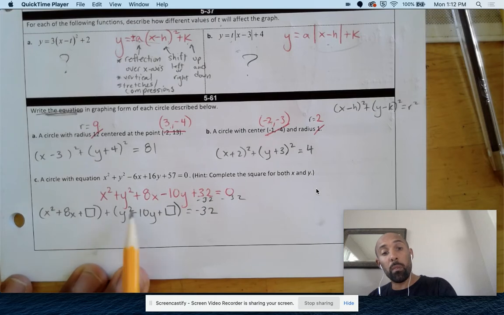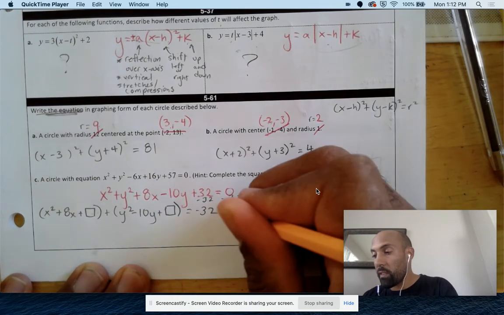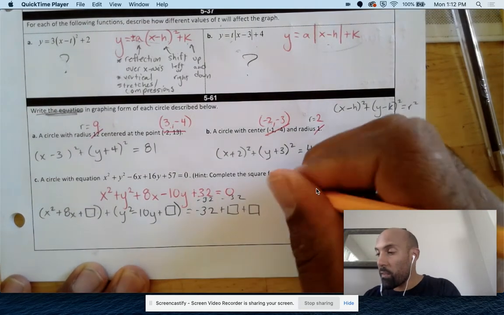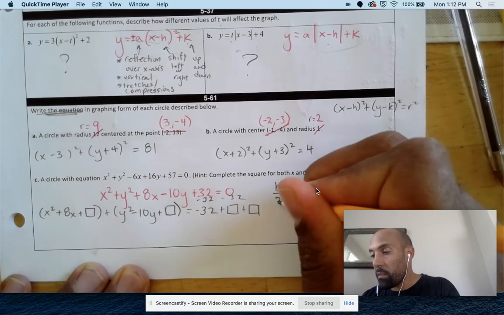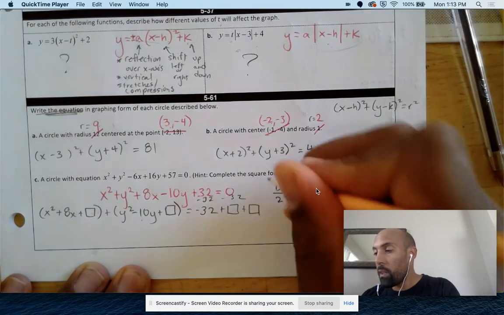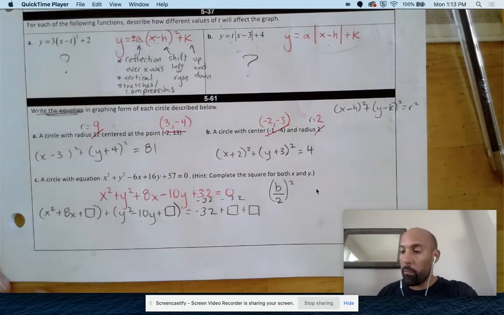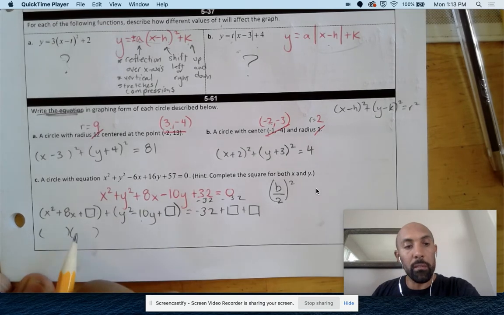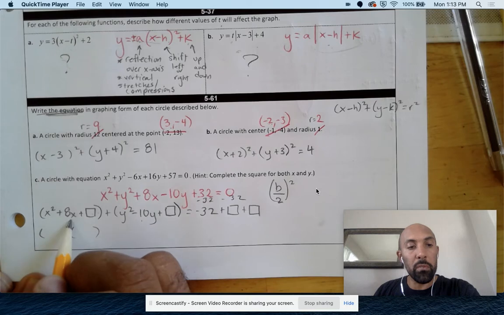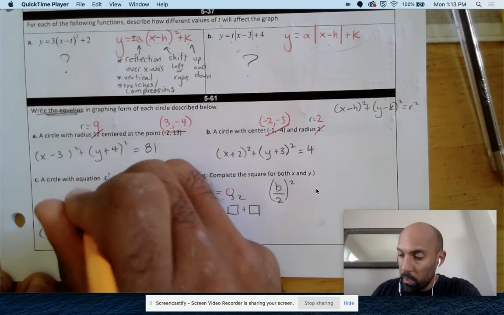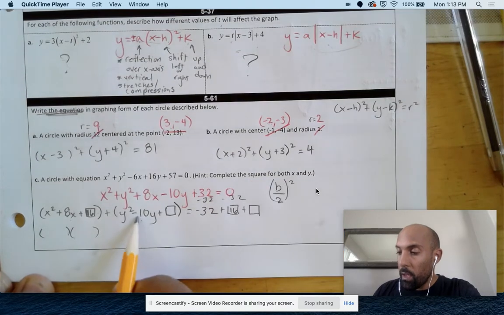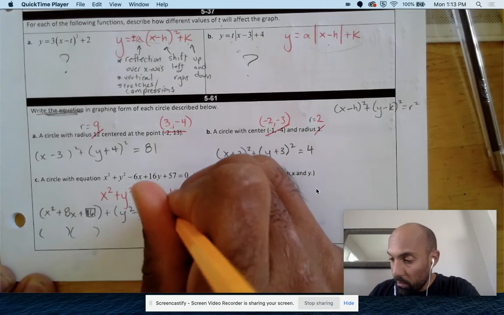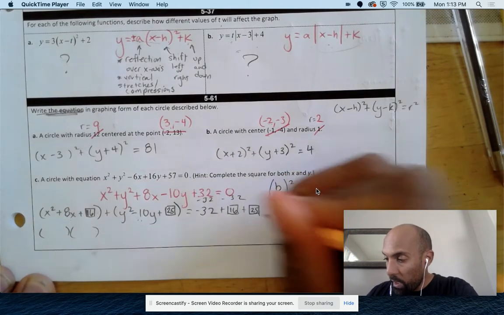Now remember, when you complete the square of the circle, if I add these values to the left, I have to add them also to the right. Okay? And now to get that completed square value, remember you do your b value, which is the 8x and the negative 10, you divide it by 2 and then you square it. Oh yeah, I'm jumping ahead. So here we go. So 8 divided by 2 is 4. 4 squared is 16. So add 16 here and here. And then negative 10 divided by 2 is negative 5. Negative 5 squared would be positive 25. So add 25 here and here.